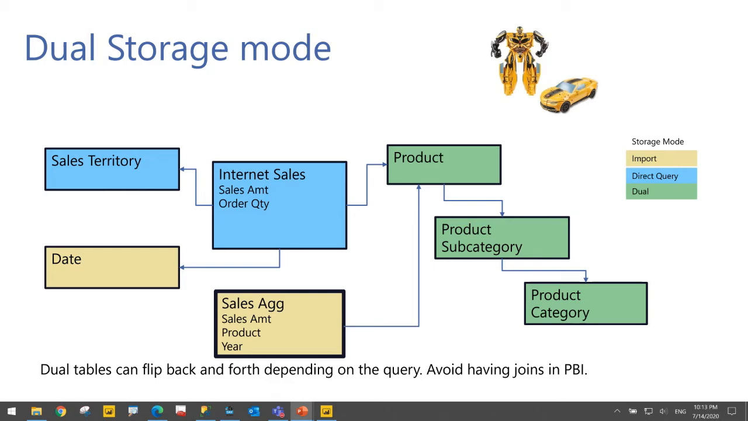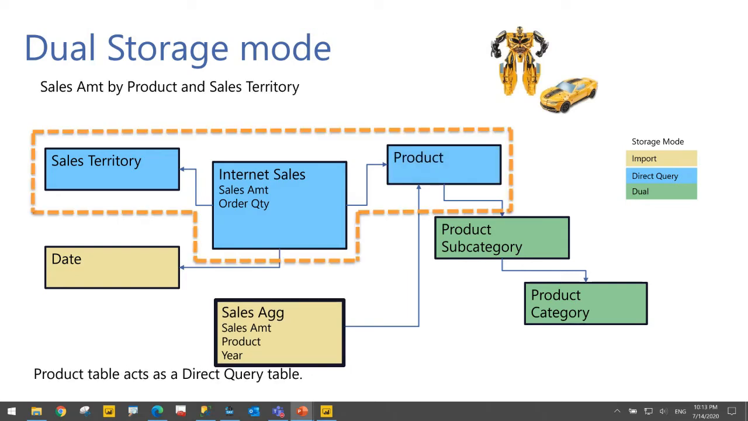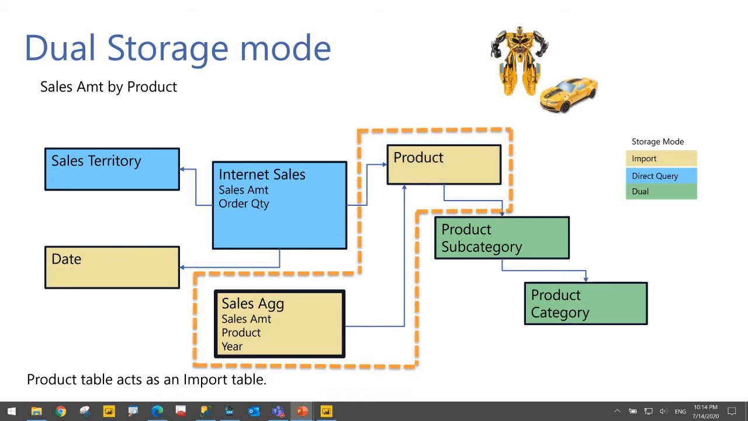So, for example, if we set the 3 product tables into dual, now if a query comes in and it asks for sales amount by product and sales territory, the product table acts as if it was in direct query. So SQL Server in this example can do the joins. It's super efficient. It will resolve the query and send us the result. And Power BI will just render the result set. And if the other query comes in and asks for sales amount by product, then everything can be answered from memory, and this is great. So this is the ultimate setup that we're going to work towards.